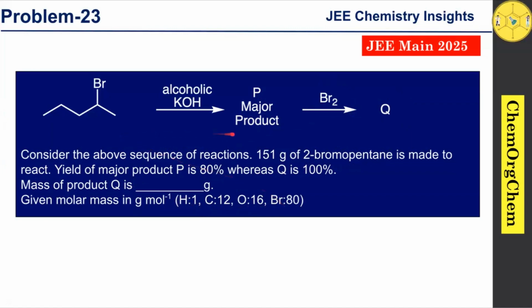In order to solve this type of question, first we should find the structure of product P as well as product Q. Once we find the structures, next we should calculate the moles of product Q as well as the molar mass of product Q. Once you find these two important pieces of information, then we can easily calculate the mass of product Q. In order to find the moles of product Q, first we should find how many moles of 2-bromopentane are involved in this reaction.